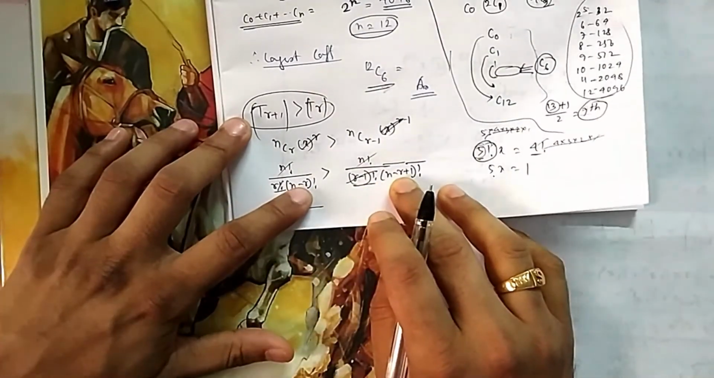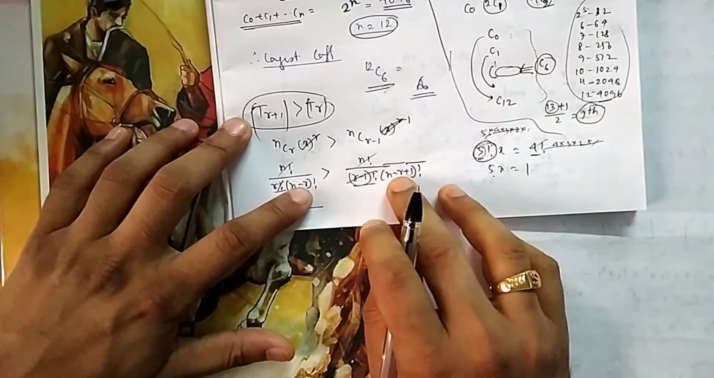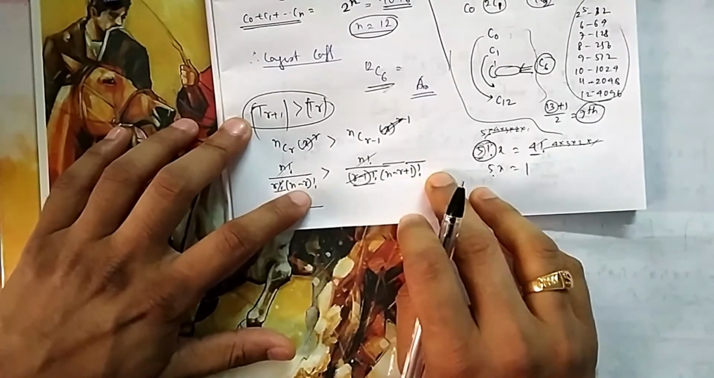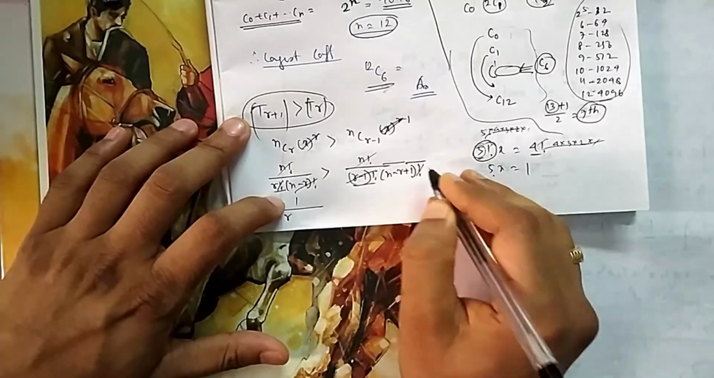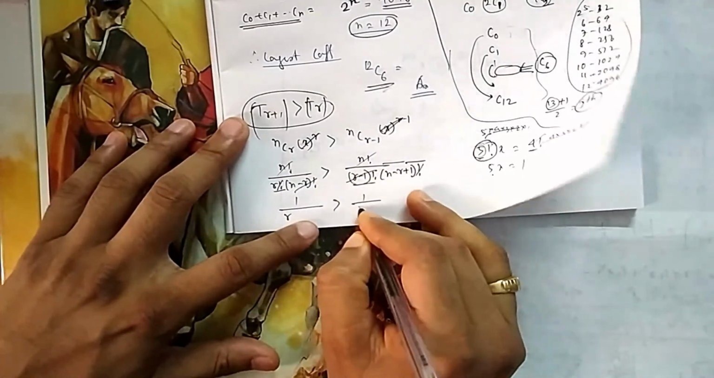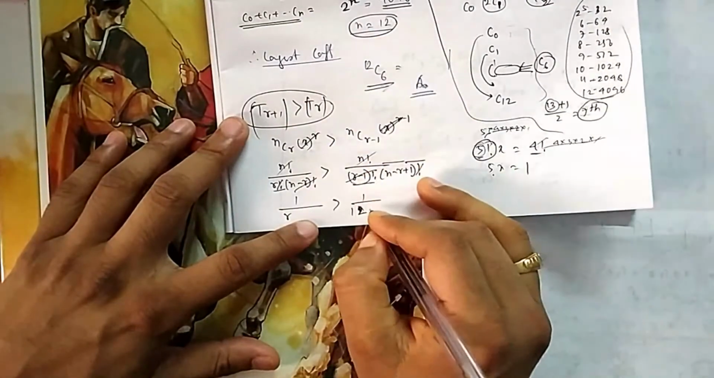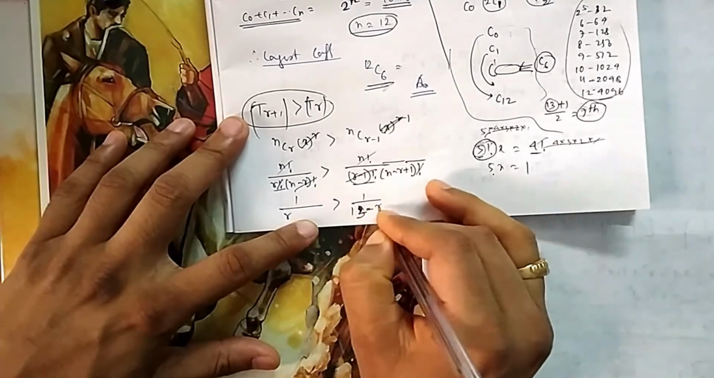Now out of these two, which one is bigger? Obviously this one is bigger. So if we expand, the next one will be 1 less than this, so the next one will be n minus r. From n minus r, all the factorial terms will be cancelled. So it is 1 by (n minus r), and n is already 12, so it will be 13 minus r.